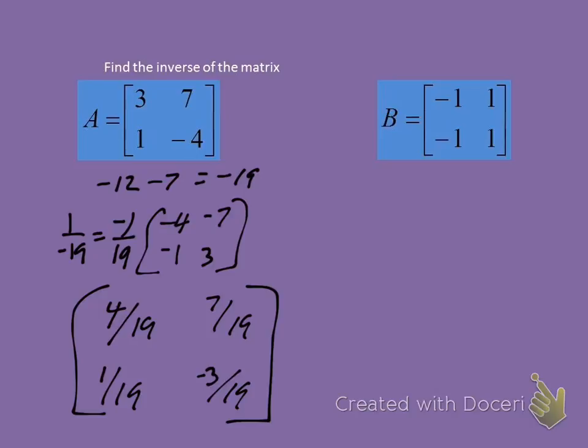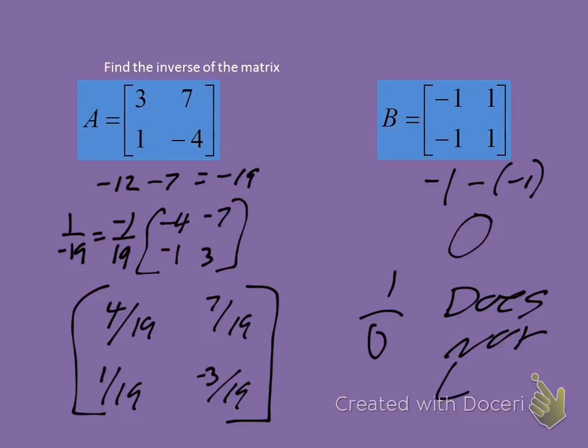So this guy's determinant: negative 1 times 1, negative 1, minus 1 times negative 1, negative 1. What's 1 minus a negative 1? It's 0. Which means you'd have 1 over 0, which means no inverse. It does not exist. It's out of existence. Next.